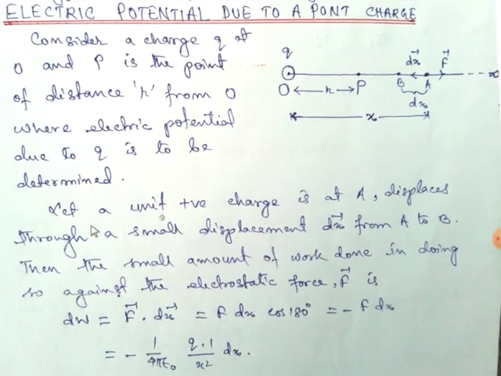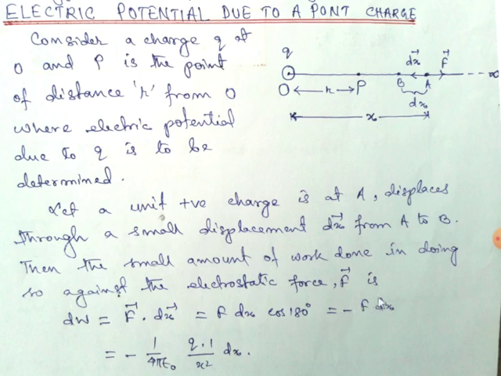Let a unit positive charge be at A, displaced through an infinitesimally small distance dx from A to B. Then the small amount of work done in bringing that test charge q naught from A to B will be equal to dW. Why? Distance is also very small, so work done will be denoted by a small work done dW, and it will be equal to what? F dot dx, F vector dot dx vector, magnitude of F, magnitude of dx, times cosine of the smaller angle between these two vectors, that is cosine of 180 degrees, because this is a straight angle. And we know that cosine of 180 degrees is how much? Yes, right, minus 1.